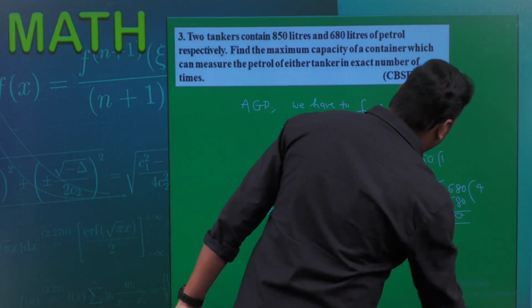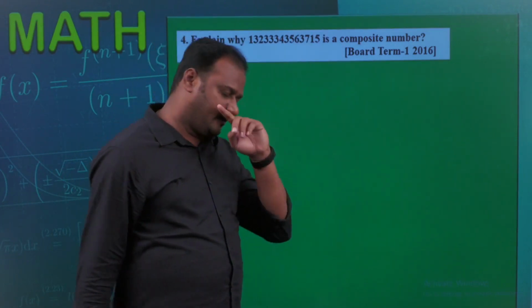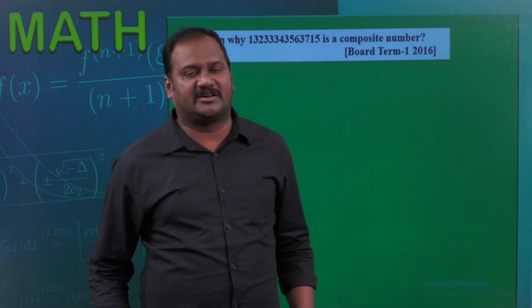So moving on to the next problem. Here the next problem is, explain why this number is a composite number. So here, what kind of numbers are composite numbers?